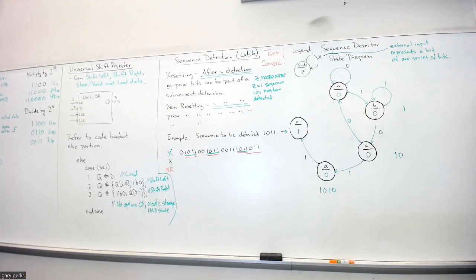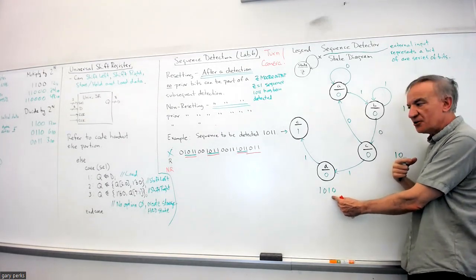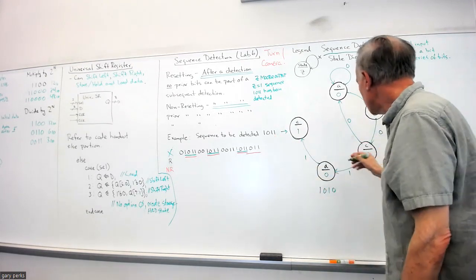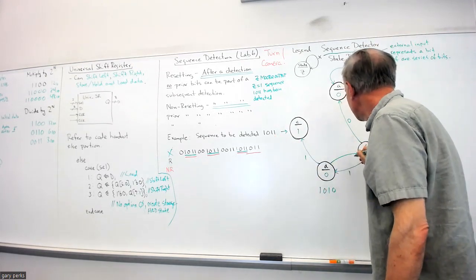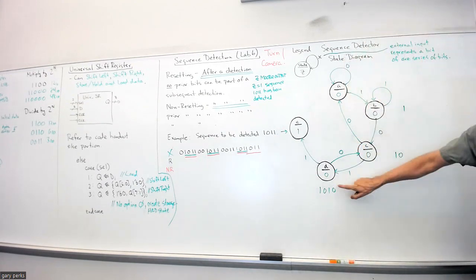Yeah, why back to C? Yeah, I go back to C because with that 0, now with these 2 bits, that could be part of a detection, right? It takes 1, 0 to get to C, so I would just go back to C from D.